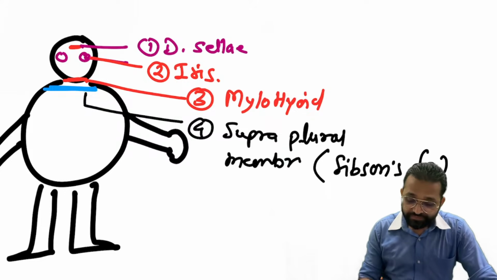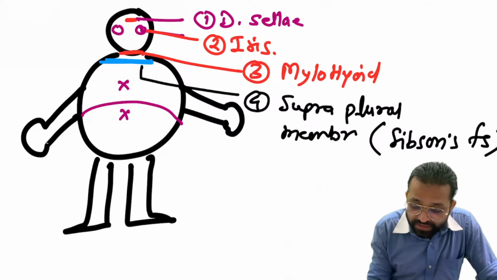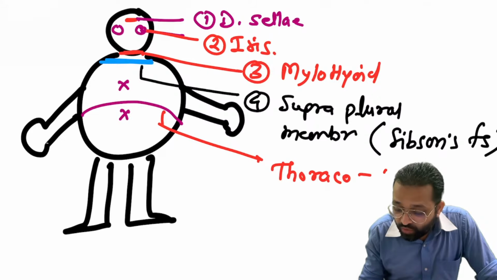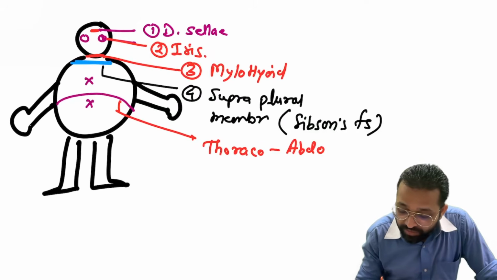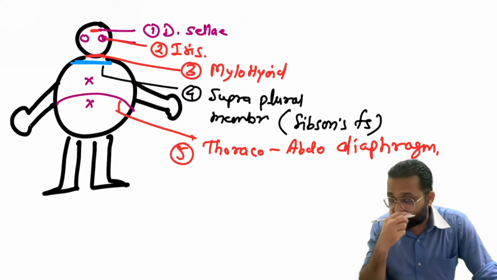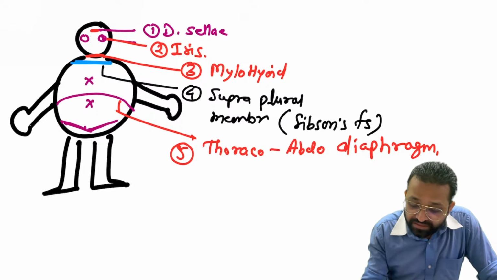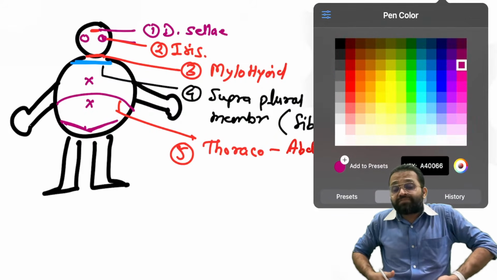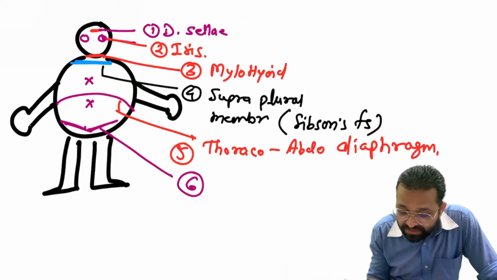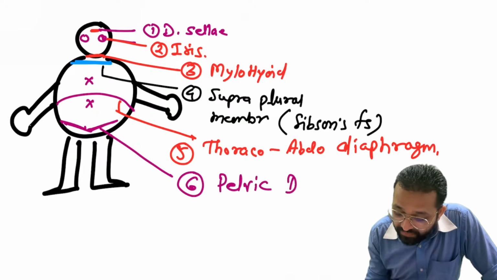Agree, beta? Next, here is the thoraco-abdominal diaphragm, which is separating the thorax and abdomen. It is the fifth. Next, there is the pelvic diaphragm. This pelvic diaphragm is separating the abdominal cavity from the pelvic cavity. So this is the sixth diaphragm, our pelvic diaphragm.